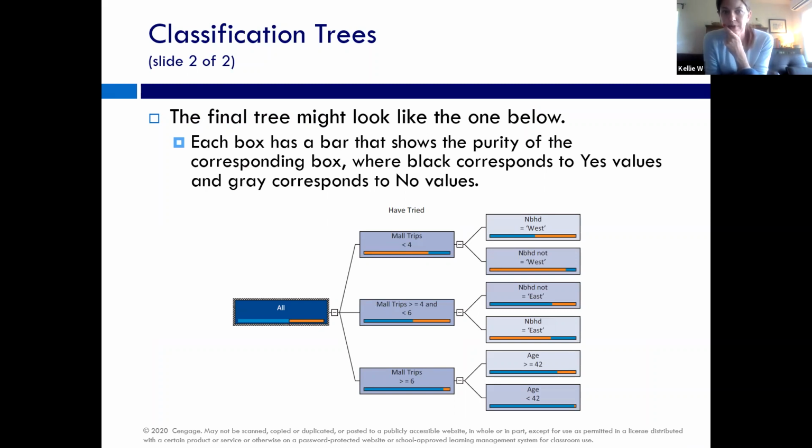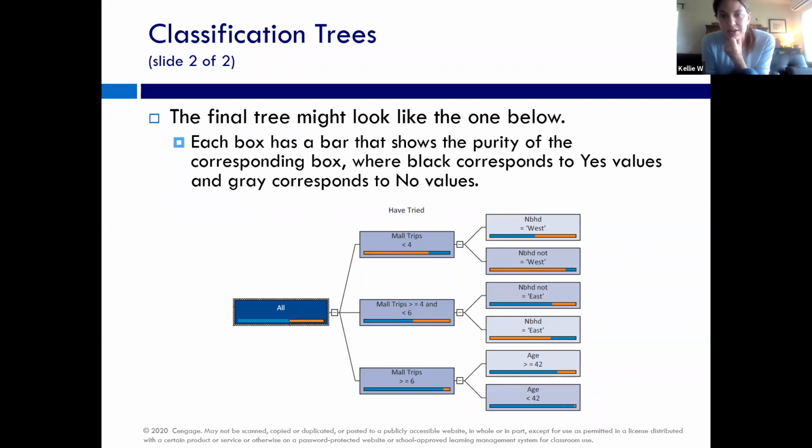So each box has a bar that shows the purity of the corresponding box, where black corresponds to yes and gray is no. Actually, I believe it looks like blue and orange, so blue is yes and no is orange. So we split everybody into mall trips less than 4, mall trips between 4 and 5, because it's less than 6 and not inclusive, and then mall trips greater than or equal to 6. So now you can see that mall trips less than 4 is looking pretty heavily yes, but still not great.